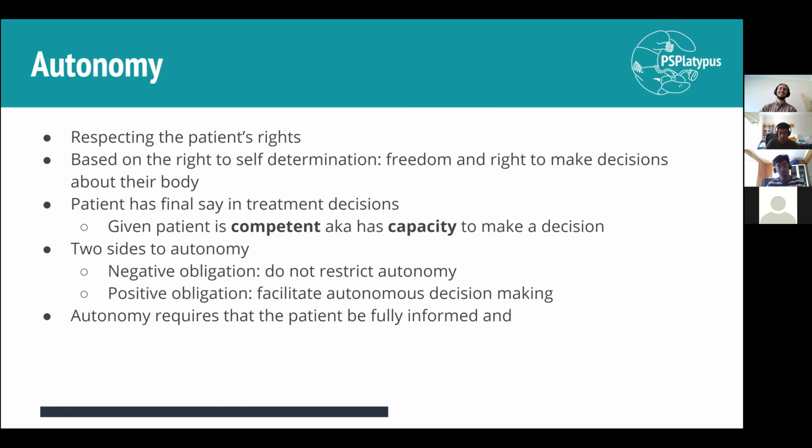And I can see the final slide isn't completely finished, but basically autonomy requires that the patient be fully informed, and also that they not be under any sort of coercive effect. So it returns back to that idea of consent being voluntary, informed, and the patient having capacity. To have autonomy, the patient has to be fully informed, and they also have to be able to make voluntary decisions and not be under some outside influence. That's what I meant to put here.